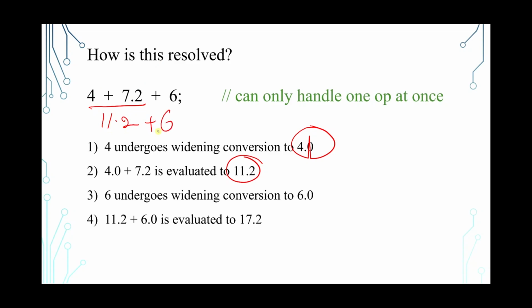Then we have 11.2 plus 6. You can think of it this way: 6 is going to undergo widening conversion to be 6.0. Then 6.0 plus 11.2, or to be more accurate, 11.2 plus 6.0, is evaluated to 17.2.